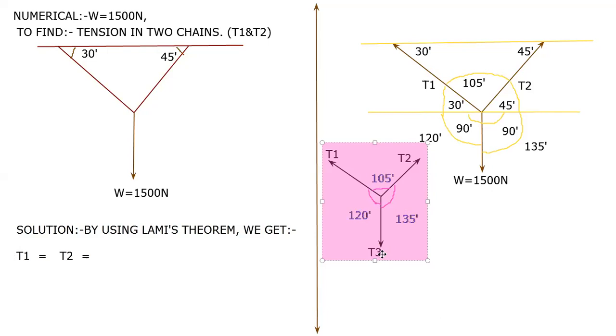T3 is nothing but 1500 Newton. Okay, this one is T1, T2 and T3. So T1 divided by sine of the opposite angle, sine of 135 degree. It has been clearly visible here.